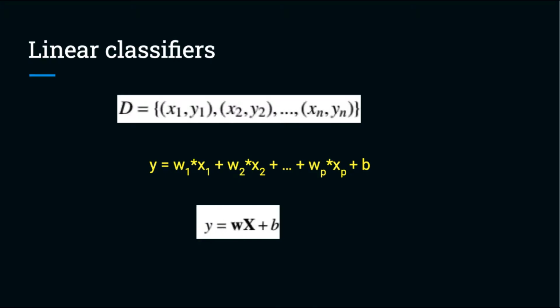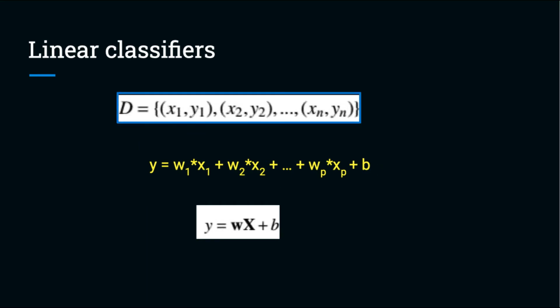Welcome back. In this video, we look at our first machine learning algorithm, naive Bayes. Naive Bayes is considered to be a linear classifier. Linear classifiers take a linear combination of the inputs to calculate the output.